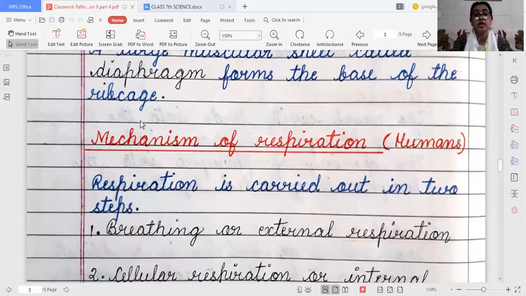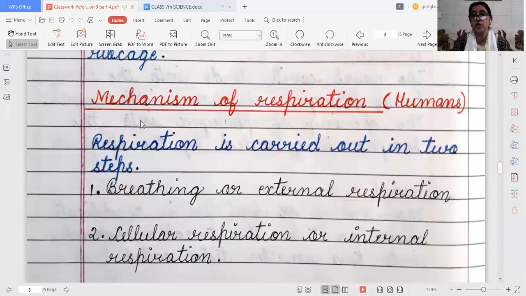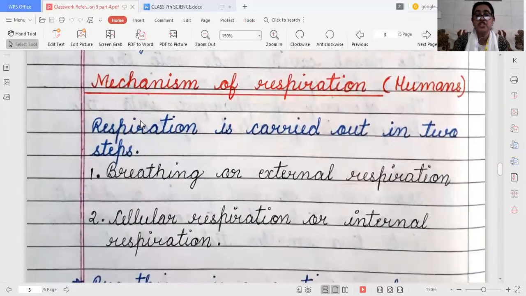Now we come to the mechanism of respiration in human beings. Respiration is carried out in two steps. One is breathing, which is also called external respiration. And second is cellular respiration. As the name indicates, it takes place inside the cell. So it is known as internal respiration.